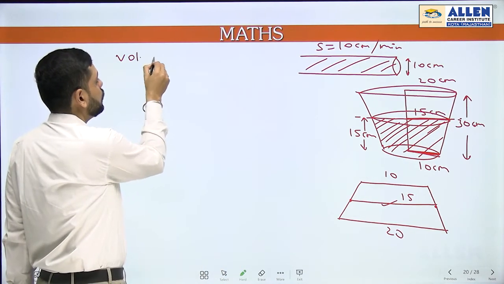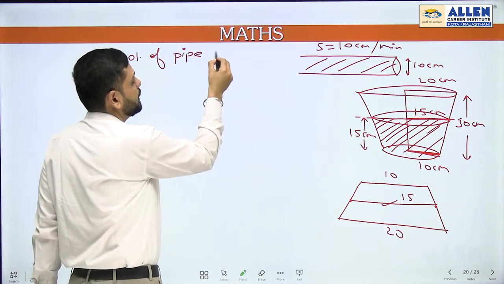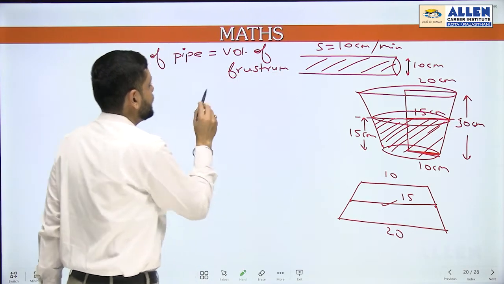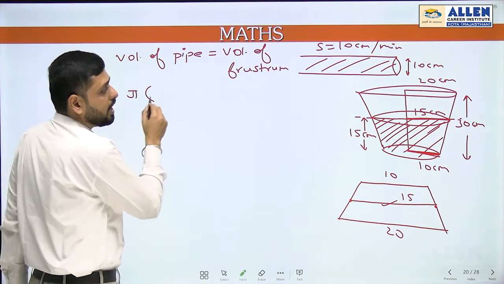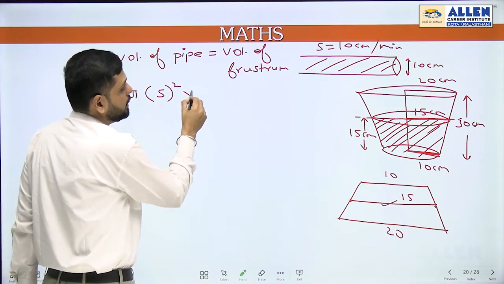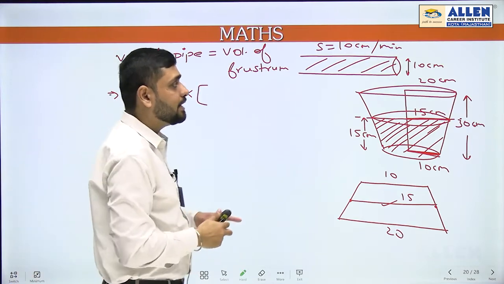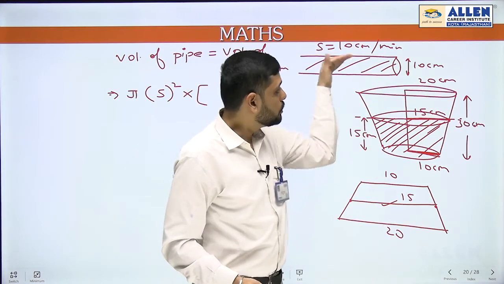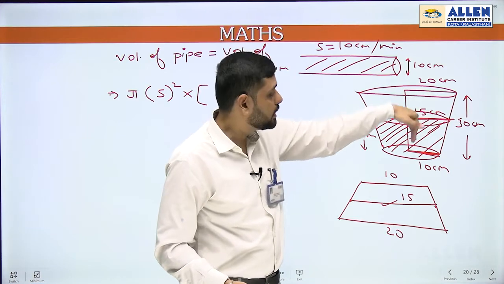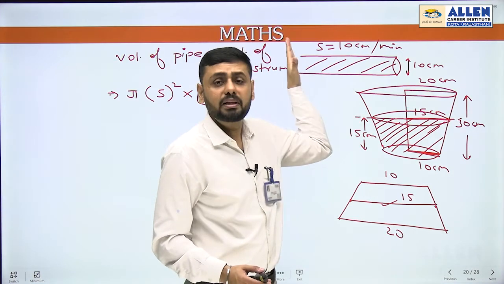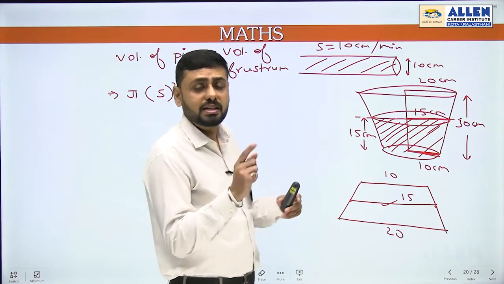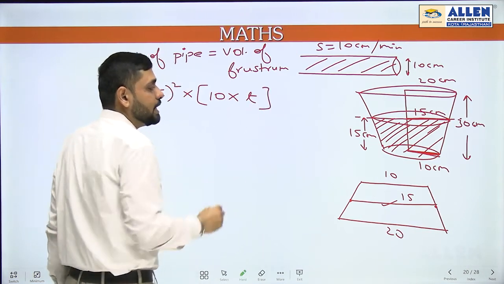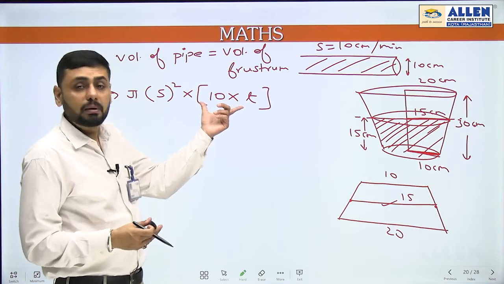So the volume of the pipe, that is the cylindrical pipe, will be equal to the volume of the frustum up to the height of 15 centimeter. The volume of the pipe will be pi r square h, that is 5 square into h. And what will the height of the pipe be? It will be the distance, because water is traveling this distance and after traveling this distance the water goes into the bucket, right. So this distance will be the height of the pipe, and for the distance we need to take speed into time. Speed is 10, into time, that is t, which we need to find. So this will become the height of the pipe.